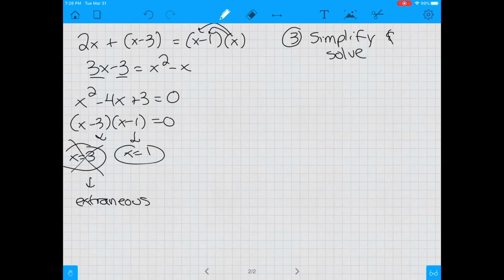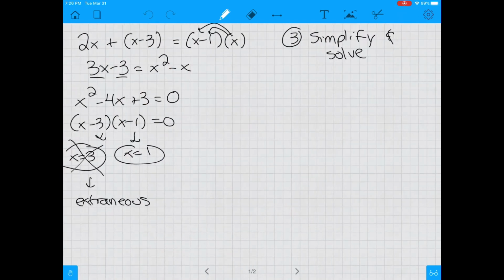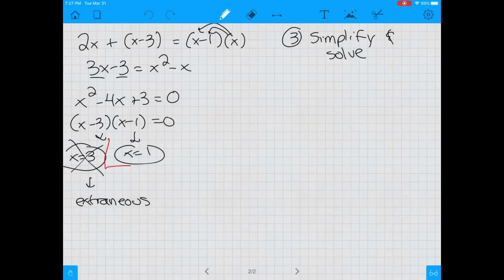I did nothing wrong. But it's just the nature of the fact that in reality, in these graphs, that's a vertical asymptote. When I multiply by this factor, I'm eliminating all of that, and I'm actually changing what my picture looks like. So 3 appears to work, but turns out it actually doesn't. So now my only solution to this problem happens to be x equals 1.